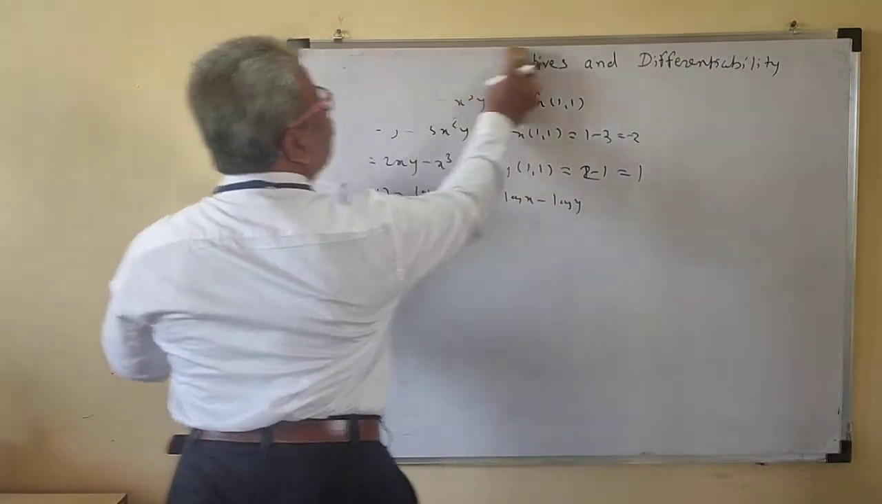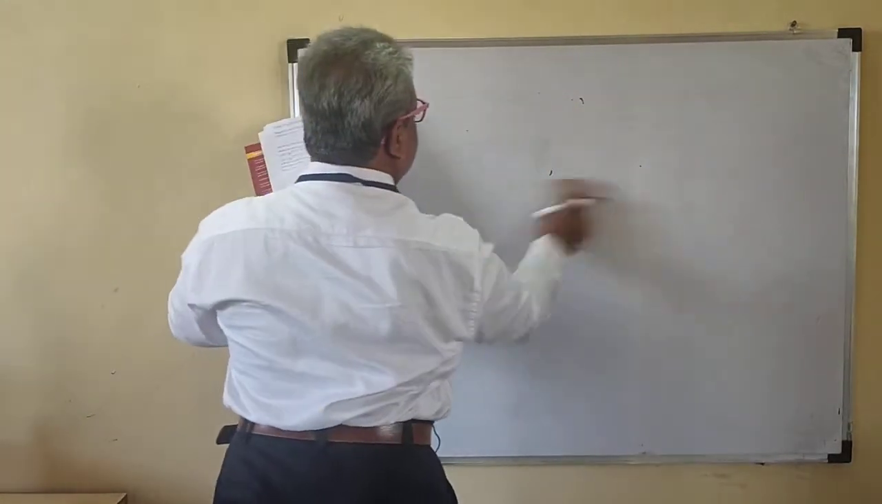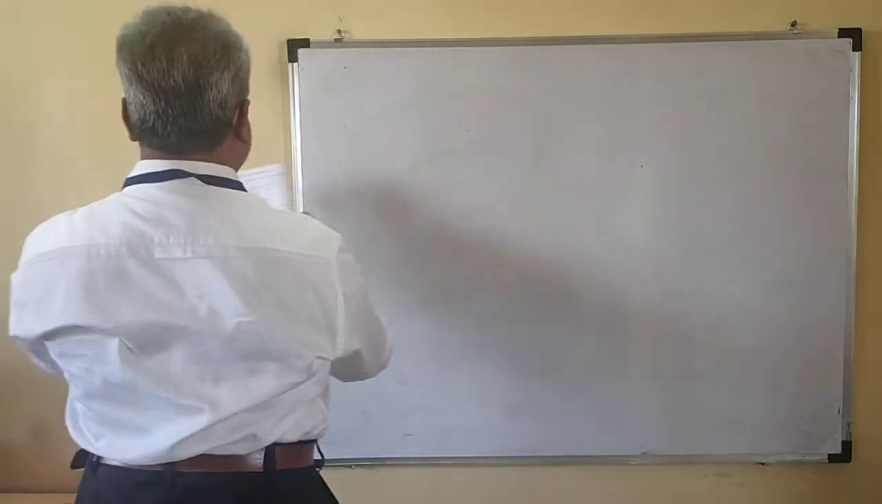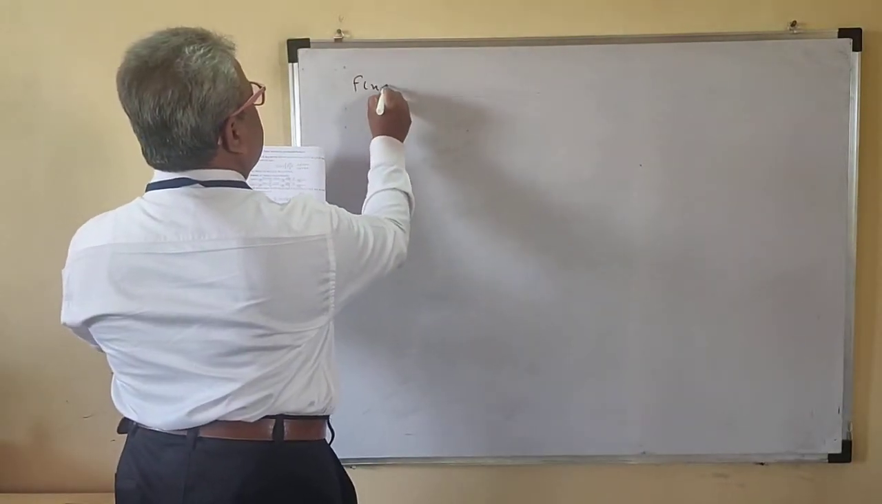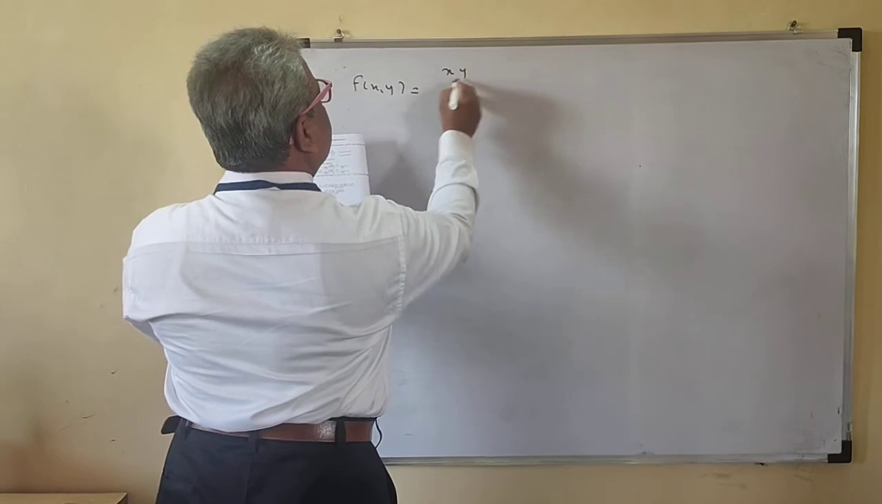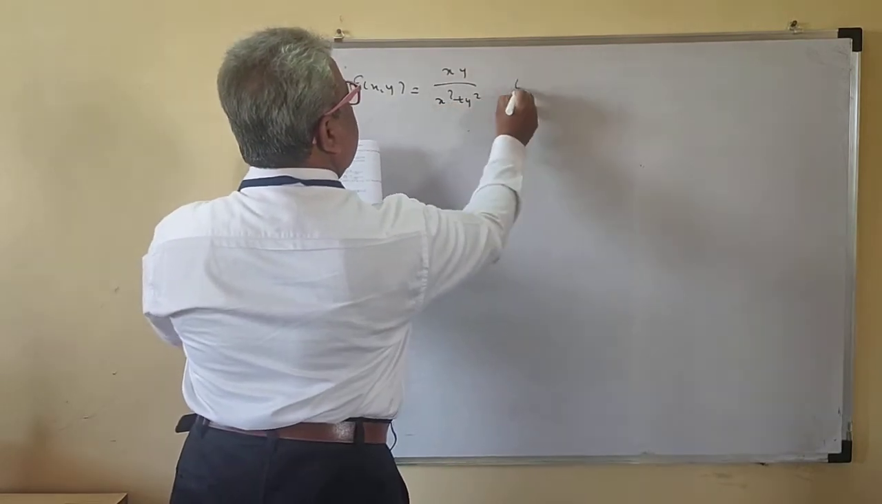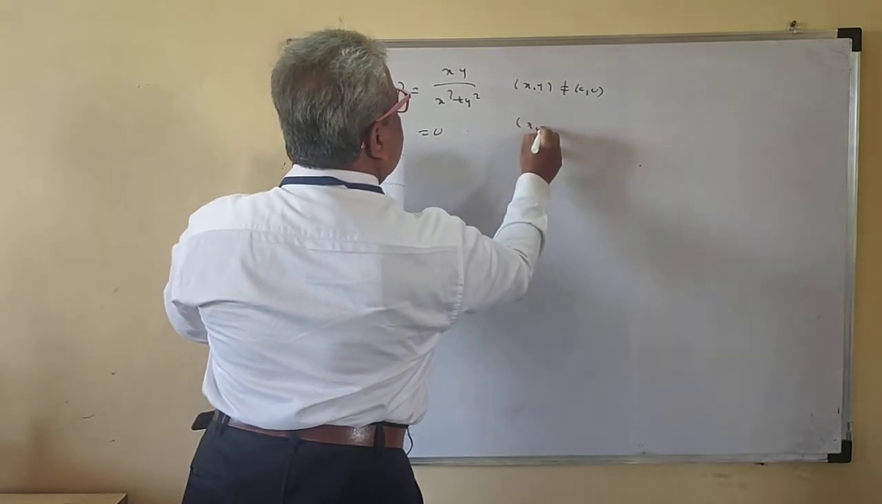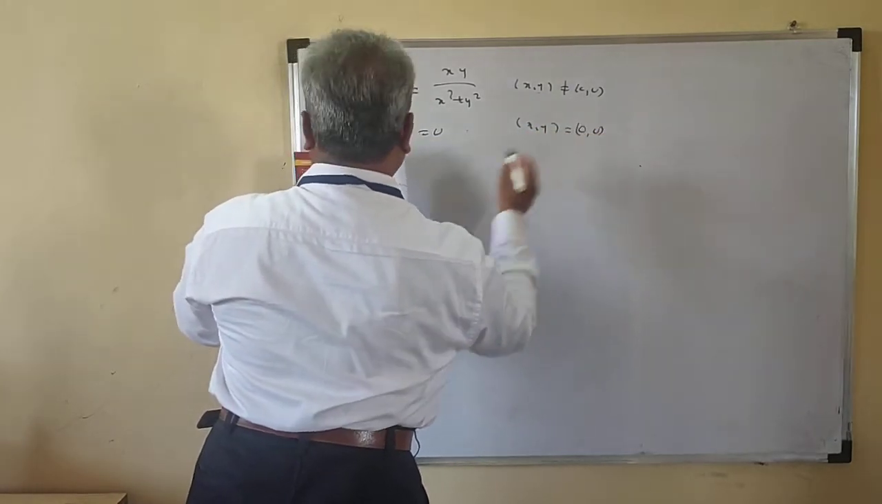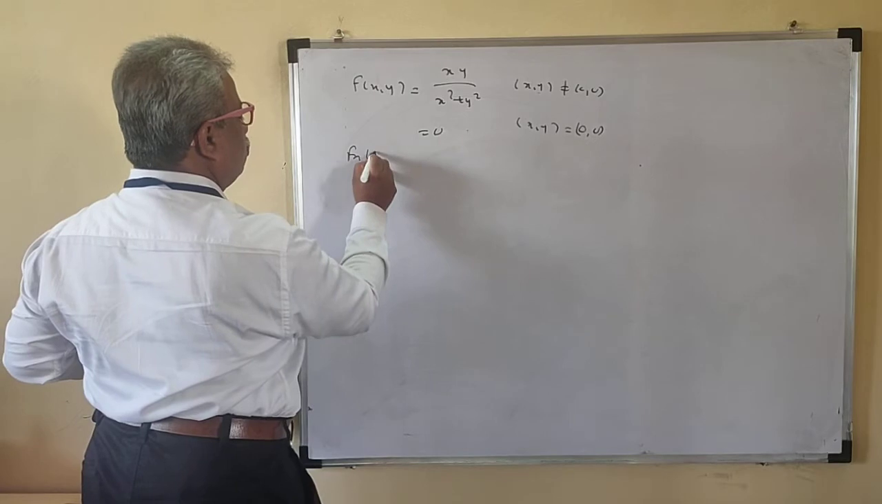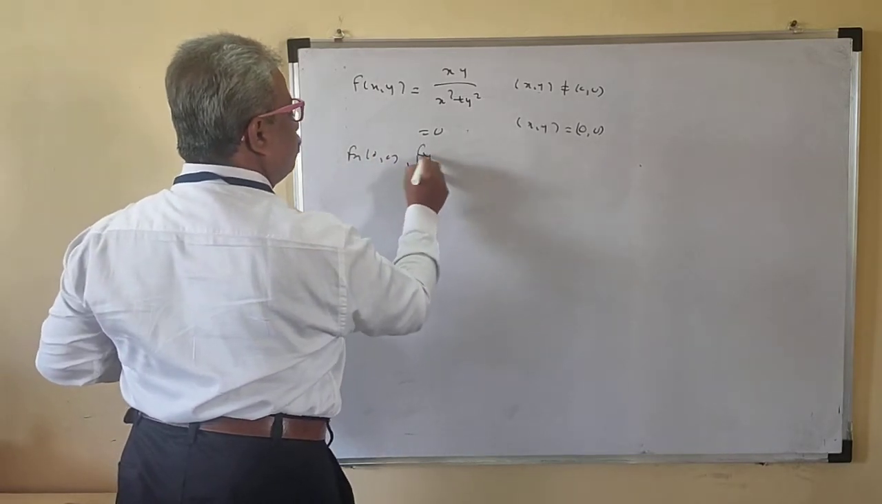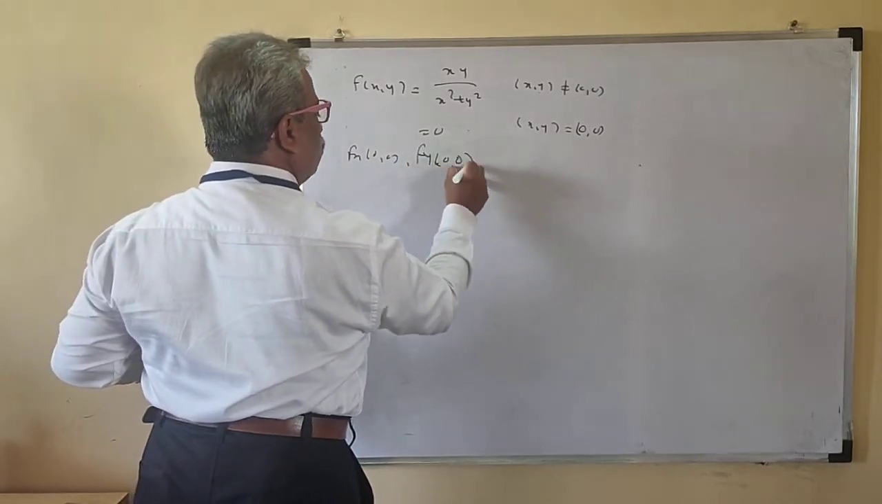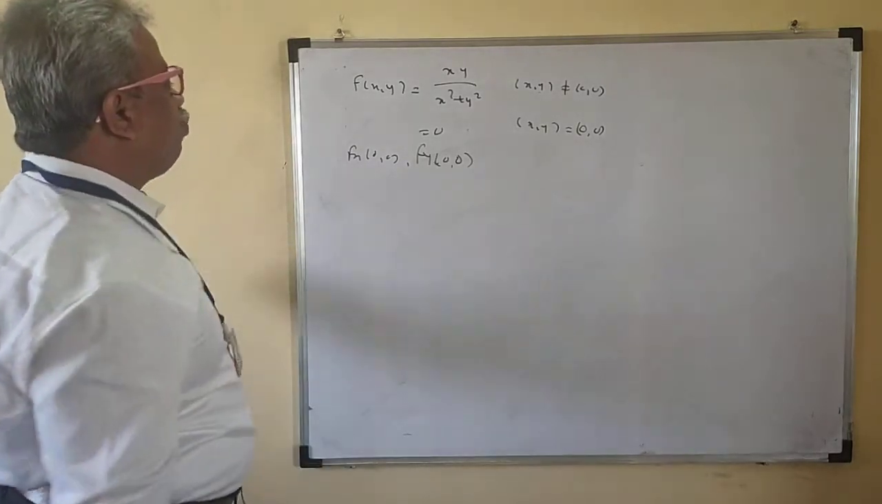Now suppose we have such a type of function: f(x,y) is equal to xy upon x squared plus y squared, for (x,y) not equal to (0,0), and equal to 0 for (x,y) equal to (0,0). And you want fx(0,0) and fy(0,0). Okay, we will see how to find this one.